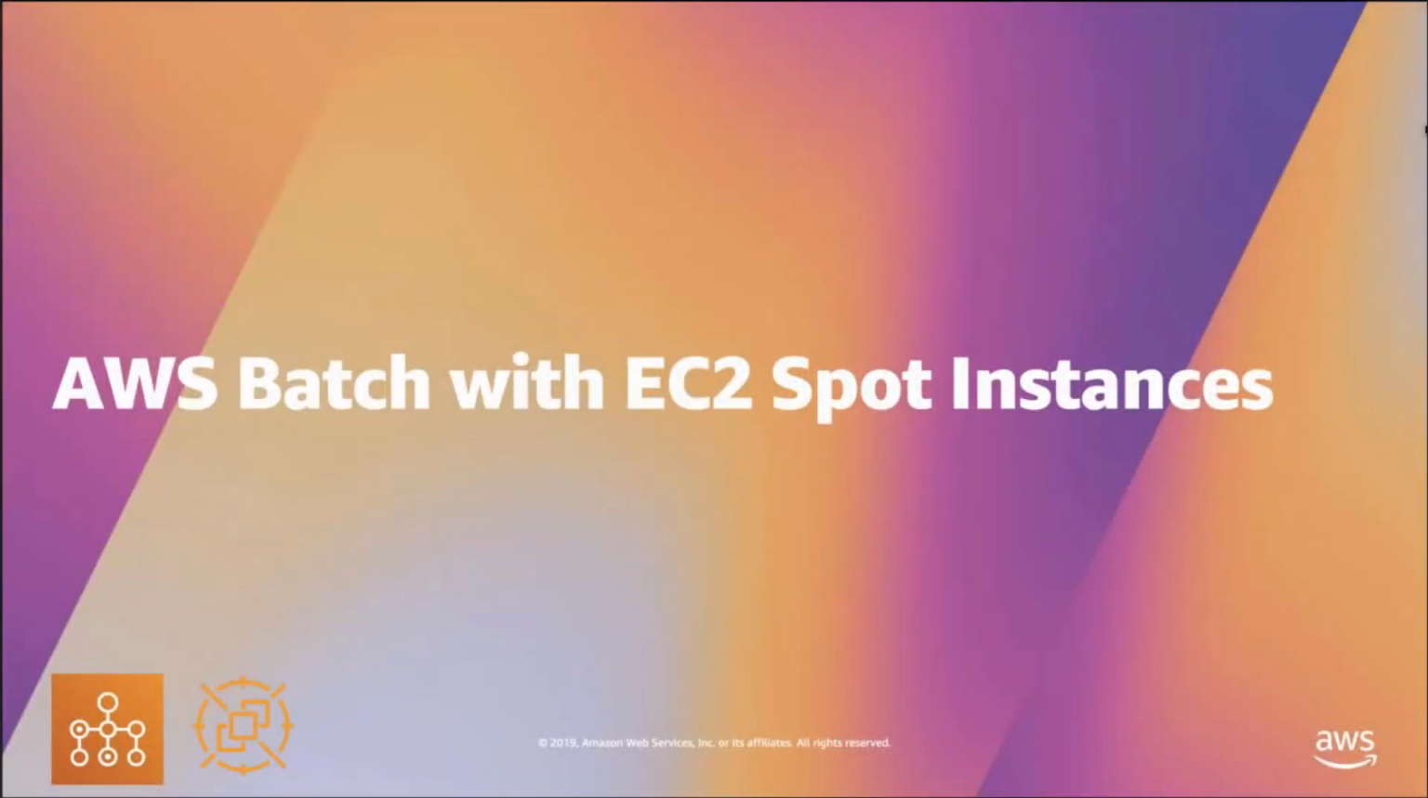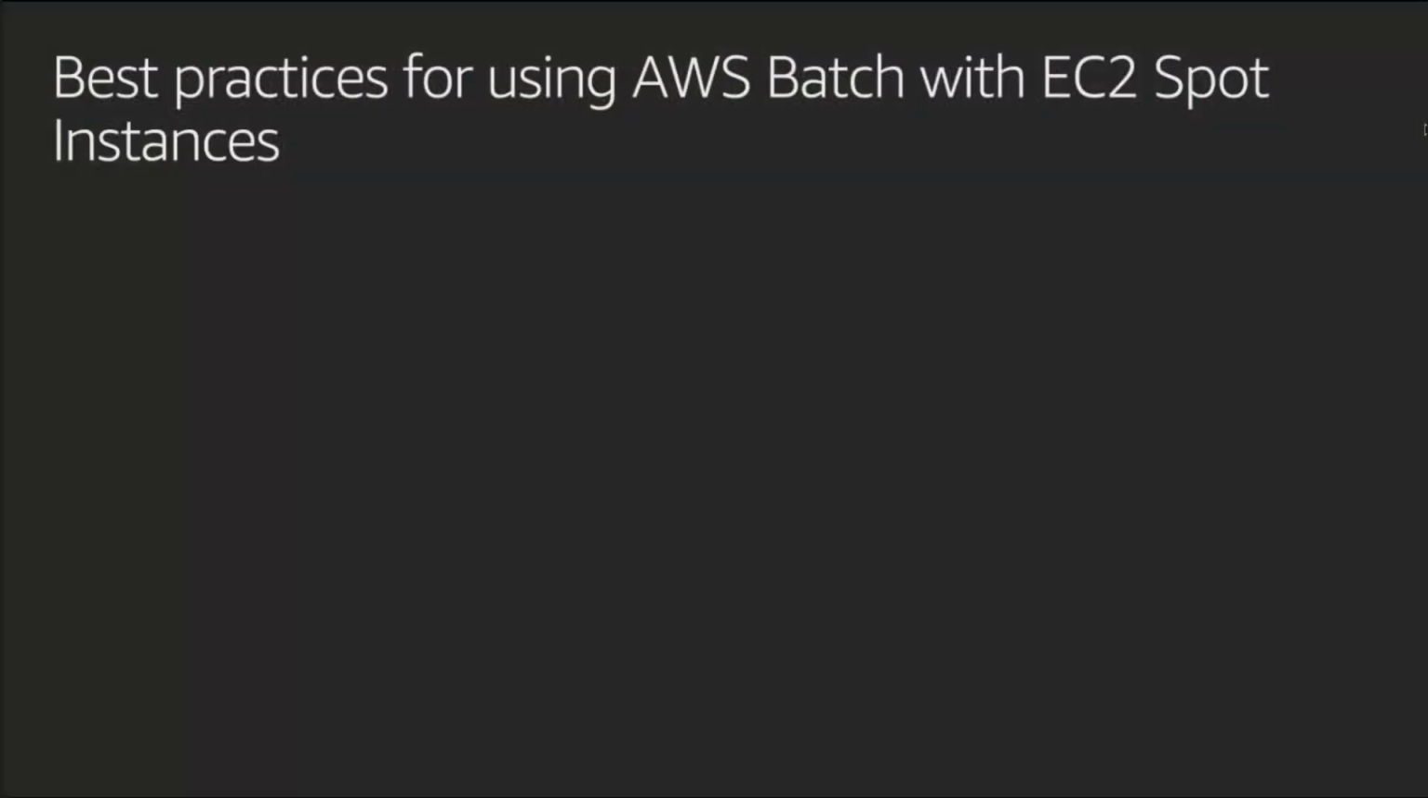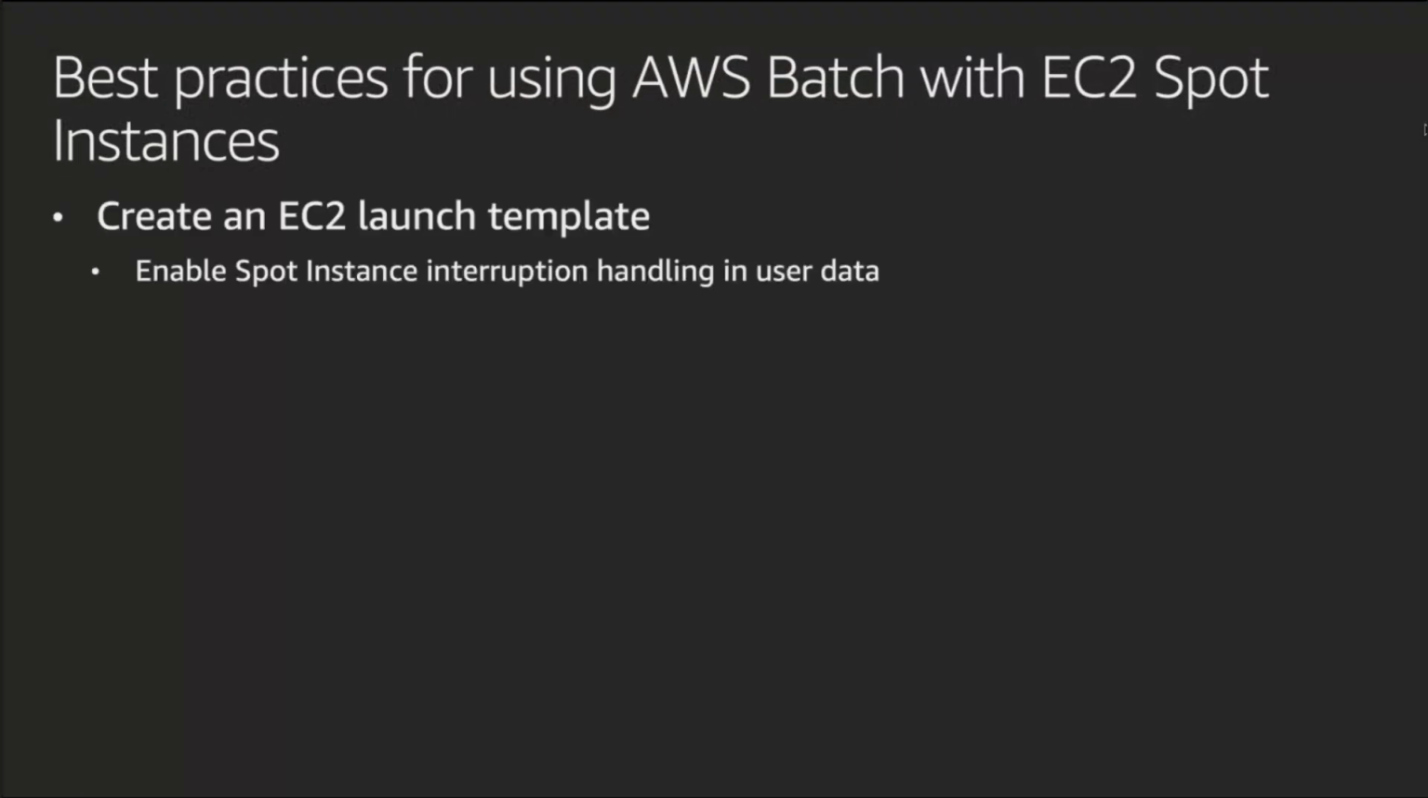So finally, to summarize, let's put this all together. Talking about AWS Batch with EC2 Spot instances, how do we make these fit? What are the best practices? Well, best practices include using the following keys. The first is to think about using EC2 launch templates. EC2 launch templates allow you to templatize parameters for your workloads.